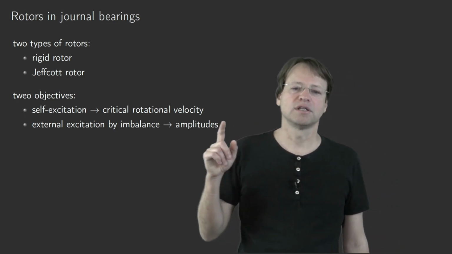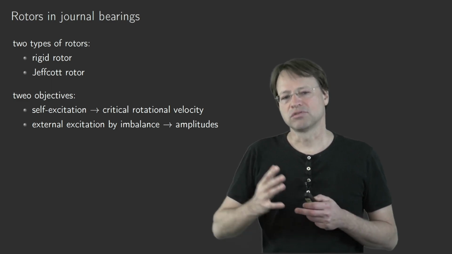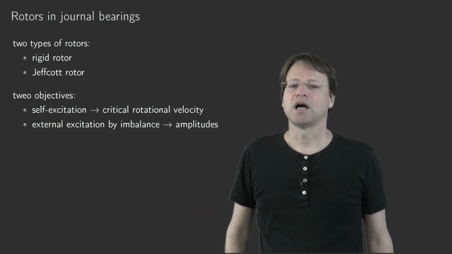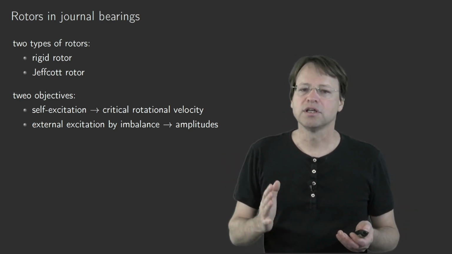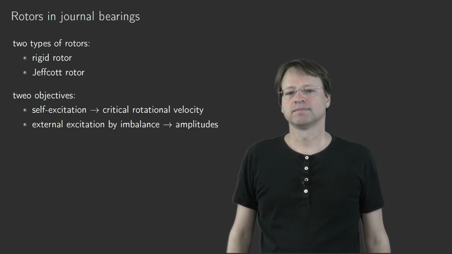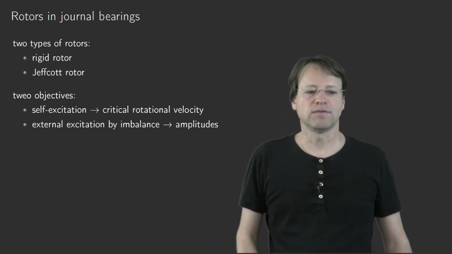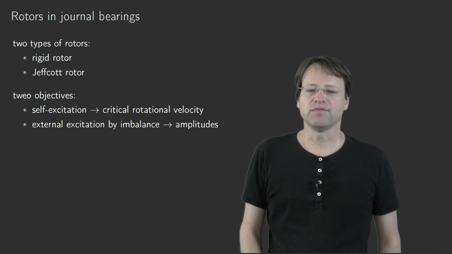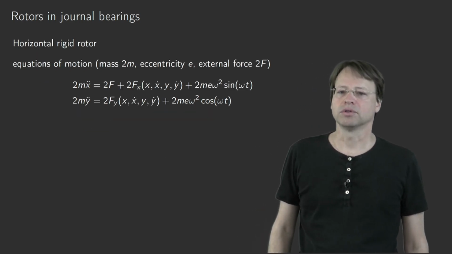Then we study the amplitudes and would like to know whether the amplitudes, so the displacements of the shaft, become too large, so that the shaft would hit the bearing housing. These are the two fundamental questions, and first of all we need equations of motion. In order to derive the equations of motion, I will consider a horizontal rigid rotor.